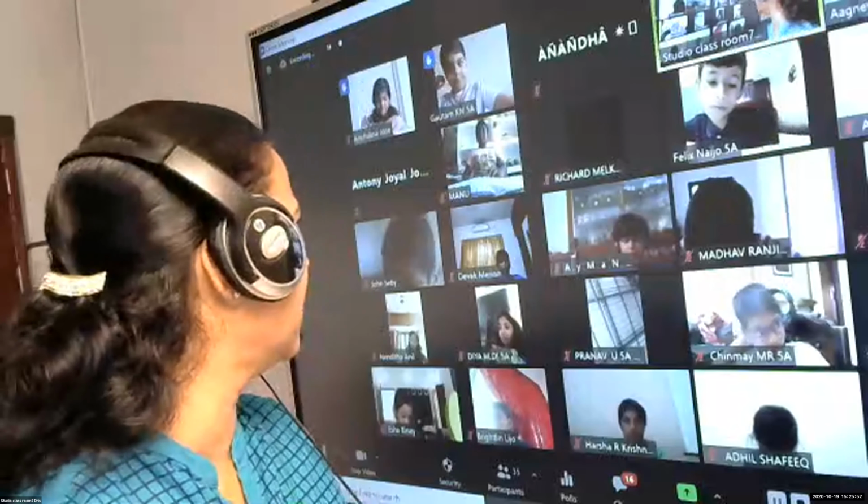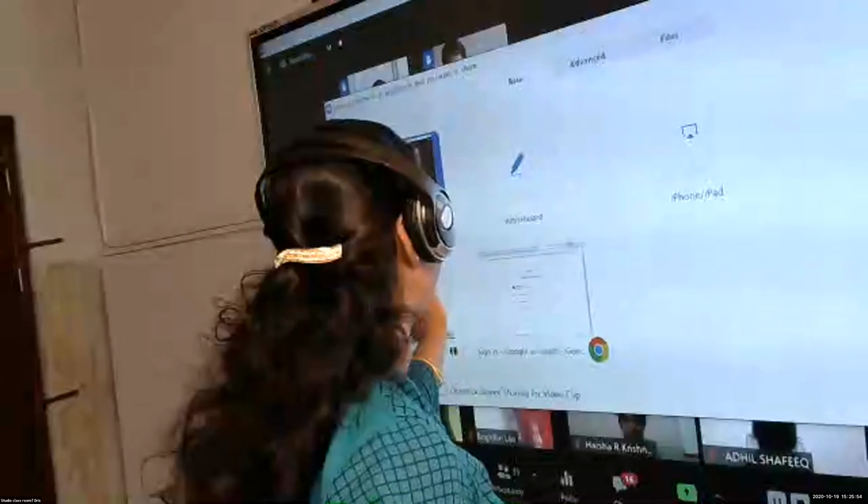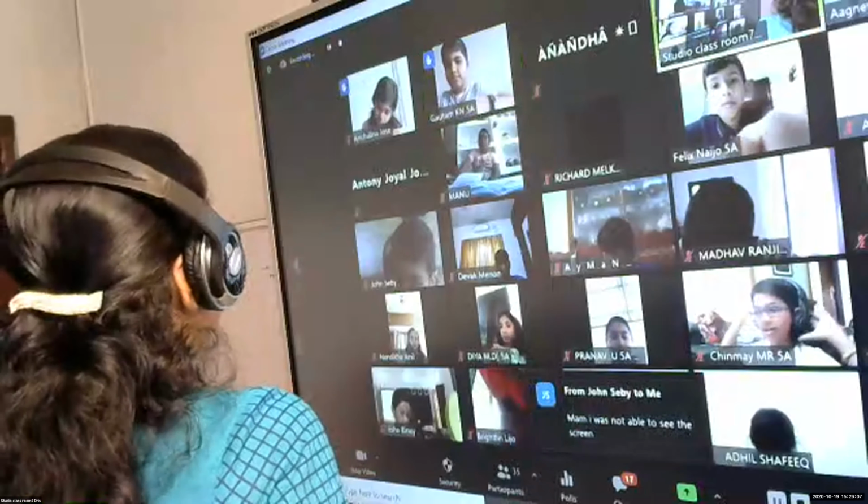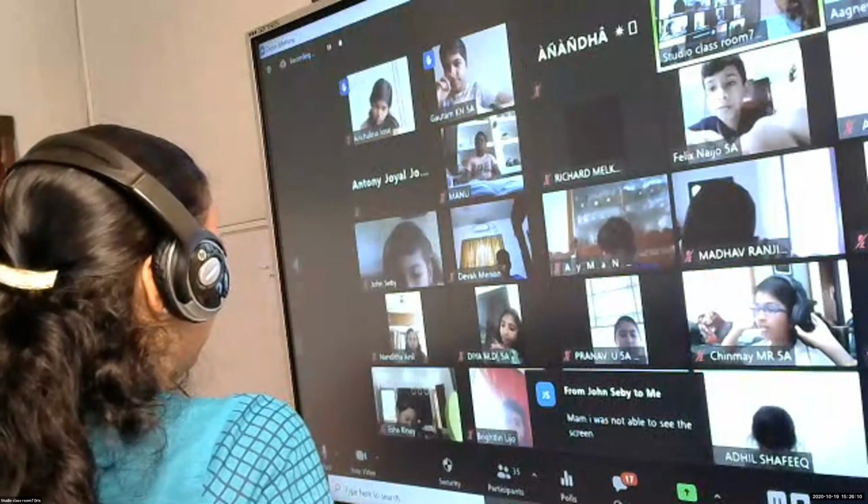Those who have done this method, writing all the multiples and then finding out the LCM, please do the prime factorization method in your rough book. And check whether you are getting the same answer in both methods.